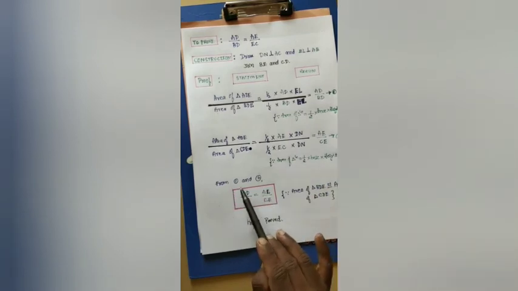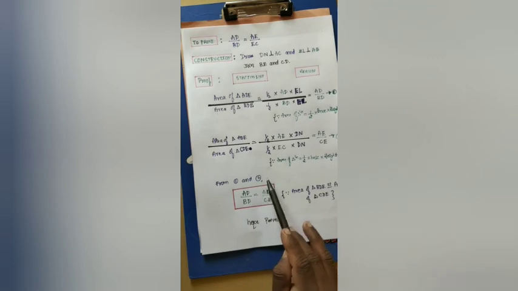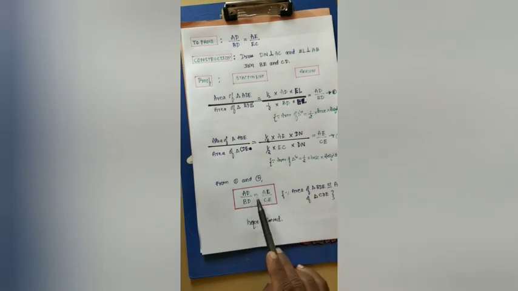So from equation number 1 and equation number 2, we get AD by BD equals AE by CE, because the area of triangle BDE is equal to the area of triangle CDE. This is the symbol for congruence. We know that if two triangles are said to be congruent, all three sides and three angles of one triangle are equal to the corresponding three sides and three angles of the other triangle.